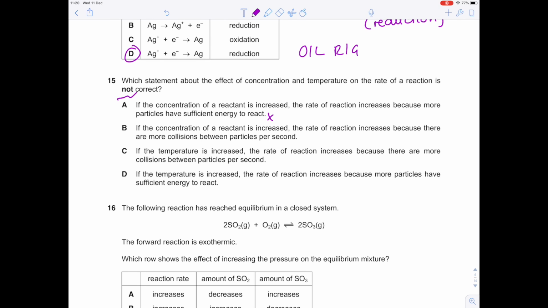B: If the concentration of reactant is increased, the rate of reaction increases because there are more collisions between particles per second. Yeah, I like that answer. C: If the temperature is increased, the rate of reaction increases because there are more collisions between particles per second. Yep, that's true. D: If the temperature is increased, the rate of reaction increases because more particles have sufficient energy to react. Yep, increase in the temperature does alter that. So which one is not correct? A.